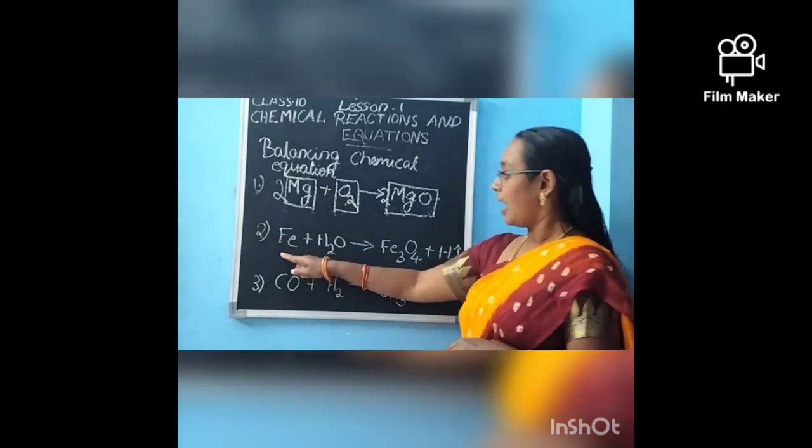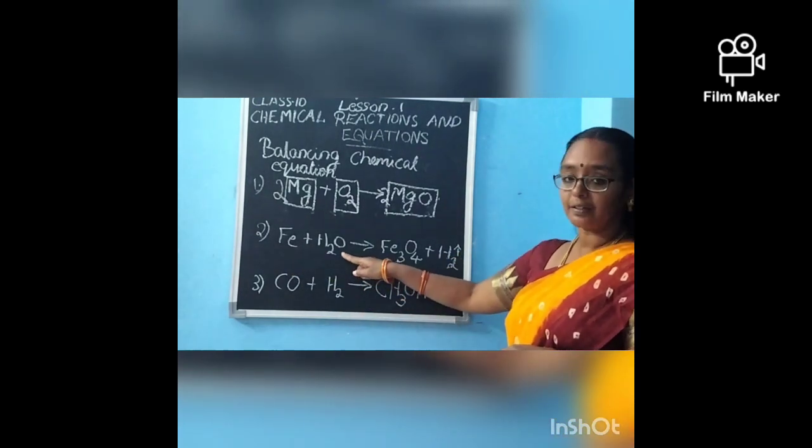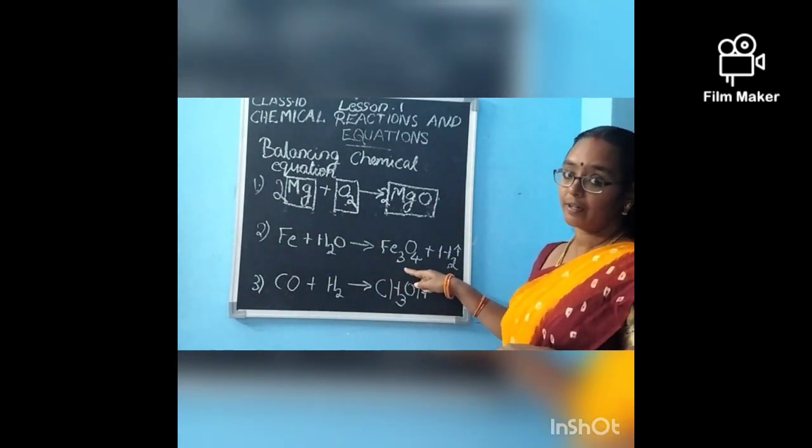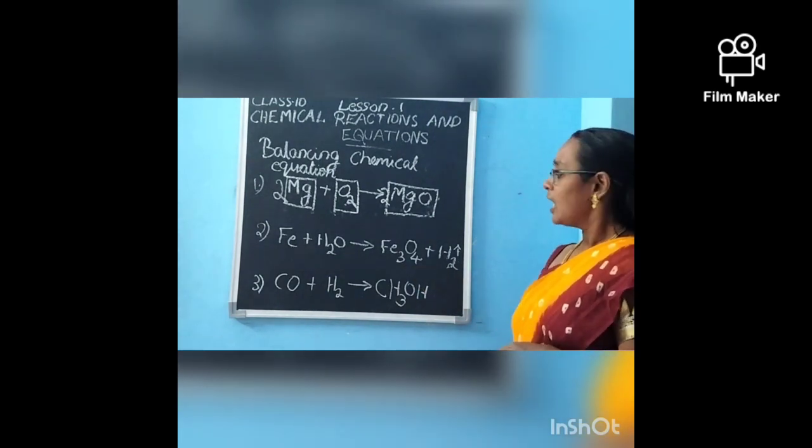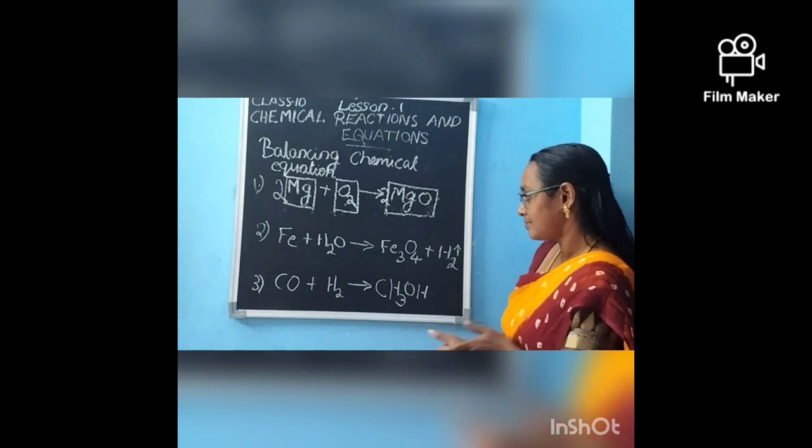Okay. Iron reacts with water to give iron oxide. It is not ferric, dear. It is iron oxide, plus hydrogen gas is evolved. How can we balance this equation?